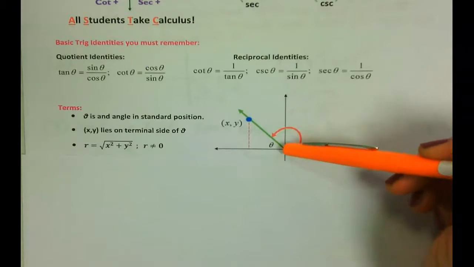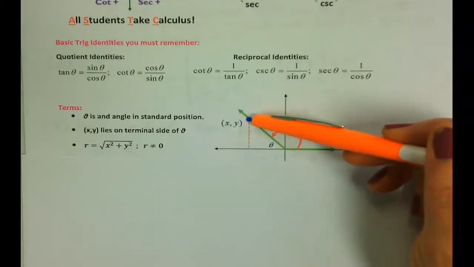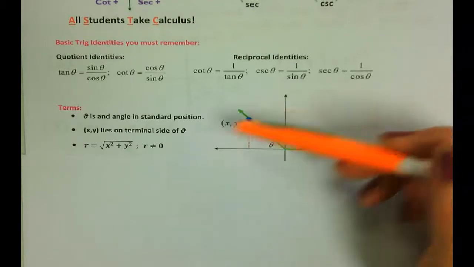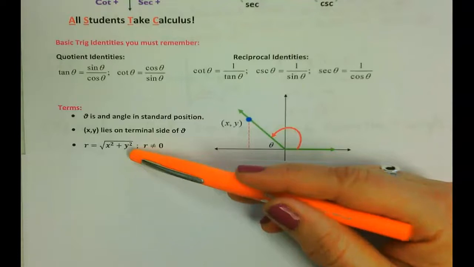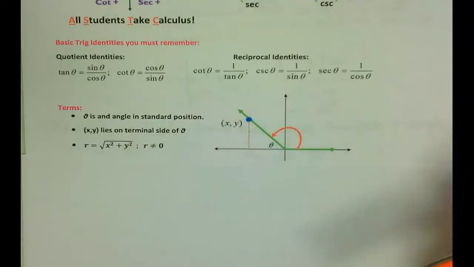The distance from here to here can be determined with what should look like a familiar, right? The distance formula. We end up with the square root of x squared plus y squared, and of course r can't be equal to 0.